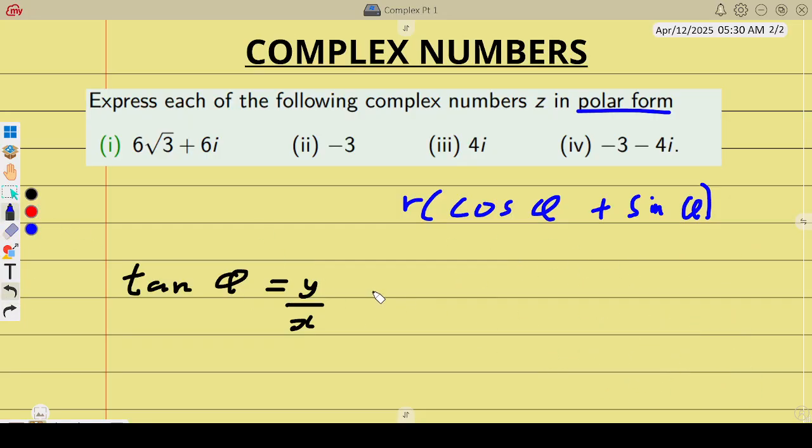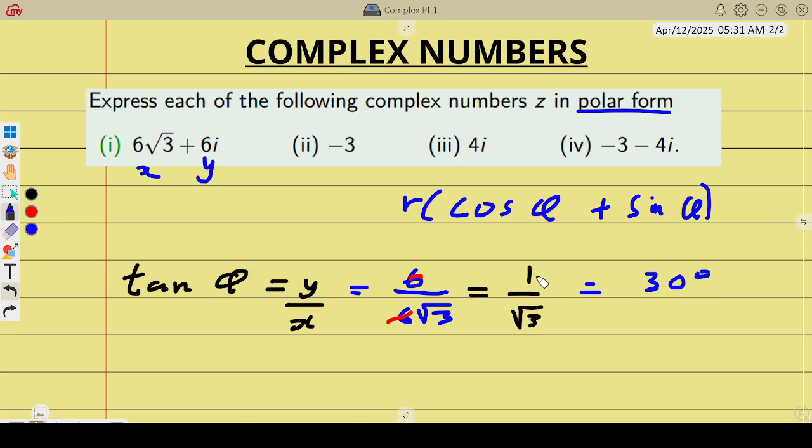So now to calculate, always remember y is the imaginary part. So y is 6, x is 6 root 3, and then we can cancel 6 and 6 there. We're going to end up with 1 over root 3. So immediately you see 1 over root 3, you just know that here I have 30 degrees. So meaning our angle is 30 degrees.